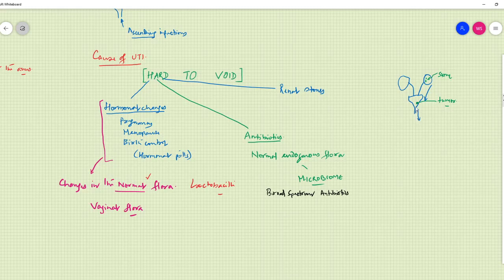If there is an organism that is climbing up here and it is reaching here, and because of this obstruction here, the urine that is coming will not wash it off. So this one will not come out. It will continue to occupy this particular area, and that will make the person susceptible to UTI. Okay, so renal stones or obstructions, like tumors, they can cause UTI.